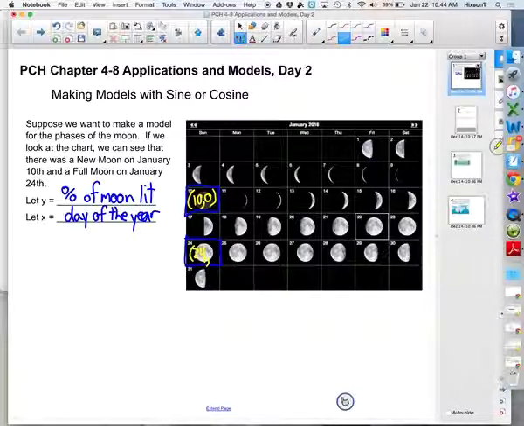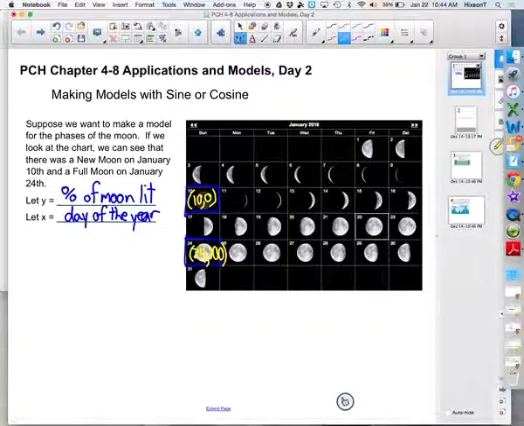And what we could do, it's really up to you what you prefer. You can either think of the percent as an actual percent we're converting to a decimal, so it would just be 1 for 100%. Or you could make our graph go from 0 to 100. And that might be easier so we don't have to mess with decimals. Okay? So we're going to call this point here 24, 100, because it's a full moon. 100% of the moon is lit up.